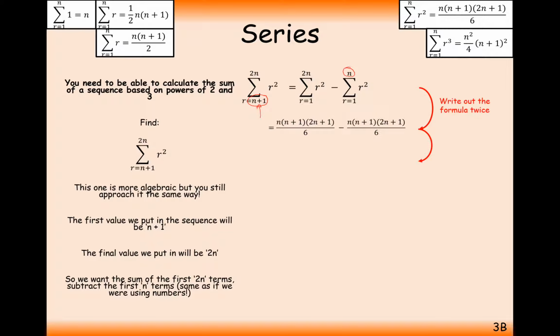So, write down the formulas, but now for the first one we're going to substitute in 2n everywhere that there is an n. And for the second part of this expression, we're just going to keep n as it is, because we're just substituting in n effectively. So it's 2n times 2n plus 1 times 4n plus 1, because 2 times 2n is 4n, plus 1 over 6, and subtract the same formula again because we're just substituting in n. Now, we don't really want to leave our final answer like this.